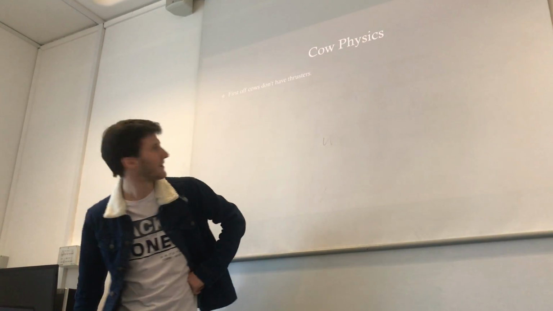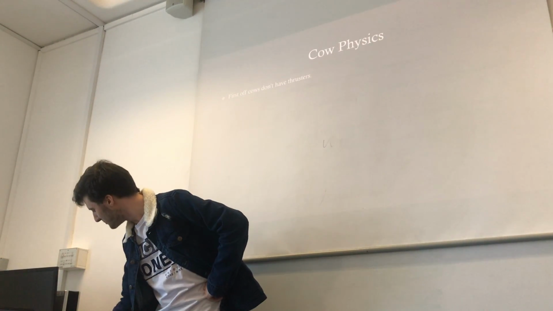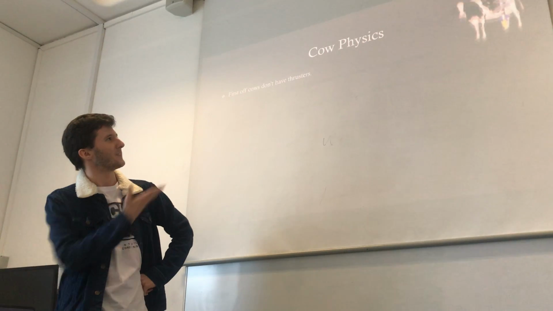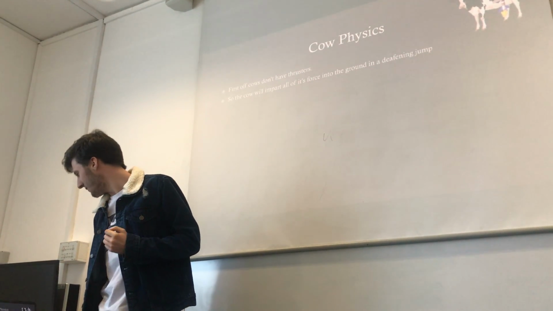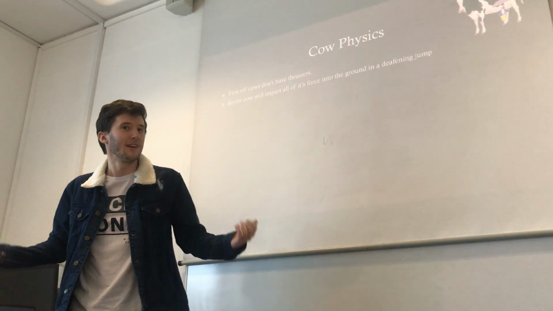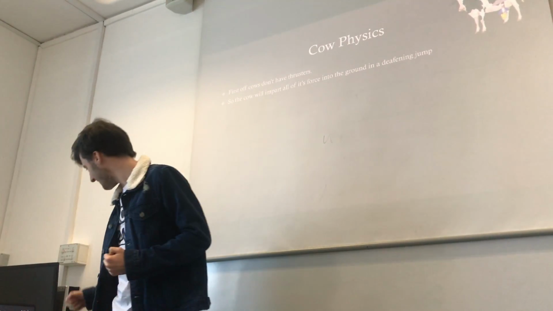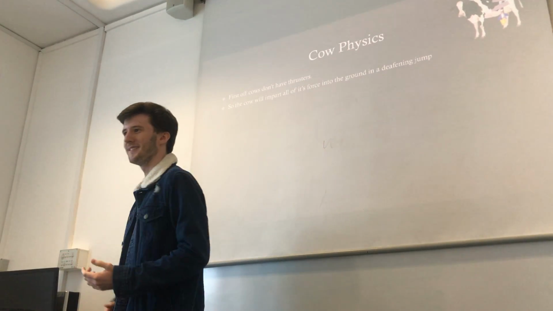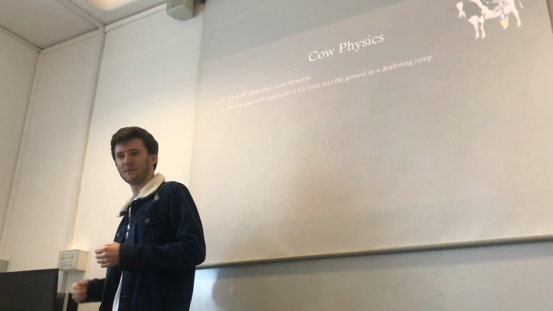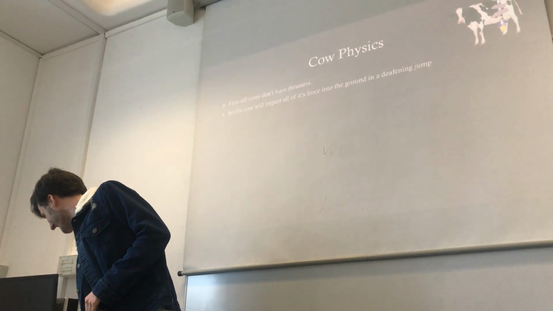So yes, I've gone into the science of it. First off, cows do not in fact have thrusters, as visibly shown there in the diagram. So what we actually have to see is the cow will impart all of its force into the ground in a very deafening jump to actually get to the height. They do fart a lot of methane. I was about to suggest that, but anyway, I was going to stay away from a lot of fart power for this.